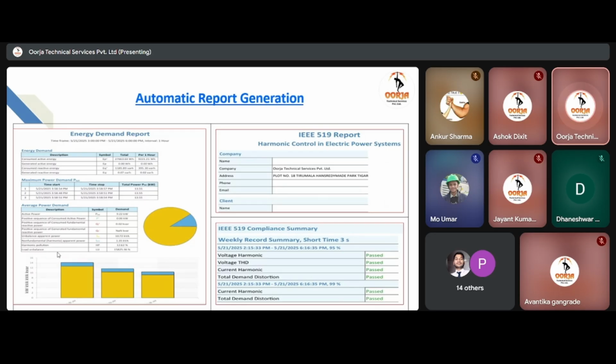In the next slide, we are showing automatic report generation. It is generated by this instrument. In this slide, we are showing the IEEE 519 reports and energy demand reports. The energy demand reports cover active and reactive power, energy, power factor, unbalanced load condition, and harmonic control in the electrical power system also.